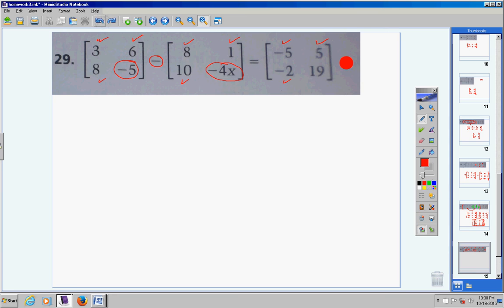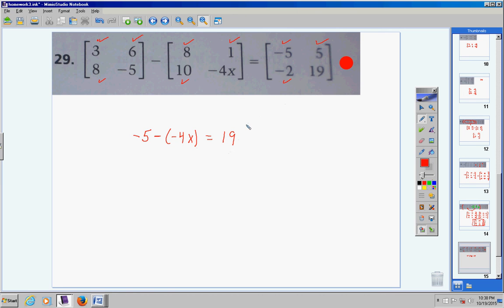Look at it again. Just like I can say 8 minus 10 is negative 2, I can say negative 5 minus negative 4x equals what? 19. Look at that, I've got a simple linear equation.